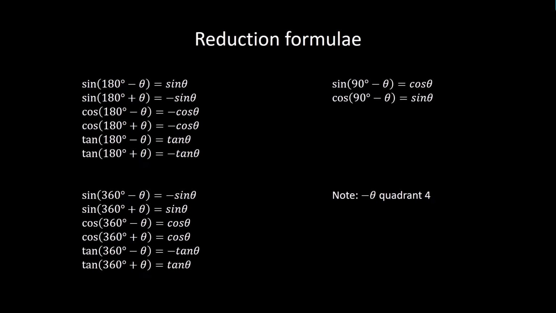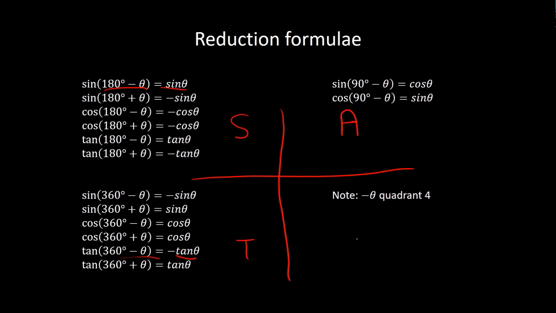So some of the things we need to remember, we've got all the different quadrants, and obviously you can see what I've listed on the screen. We've got where sine of 180 degrees minus theta would give us sine theta, for example. And tan of 360 minus theta is negative tan theta. So for all of these, the big thing is using the CAST diagram. All stations to Cape Town.